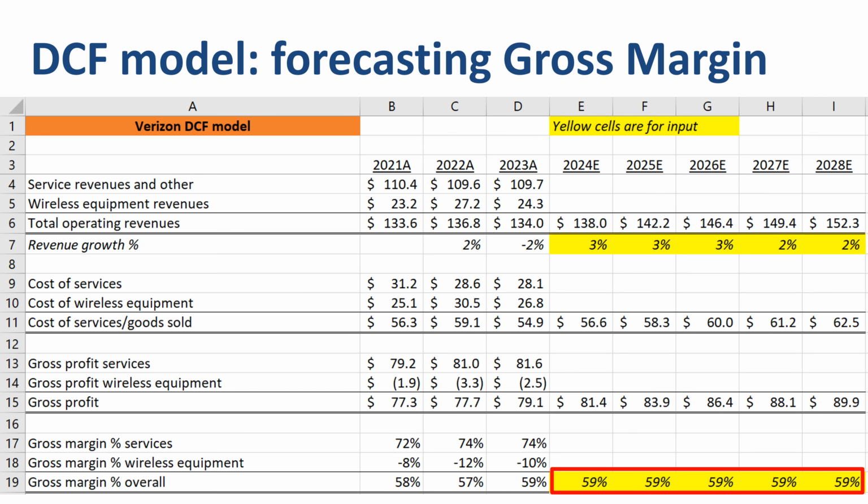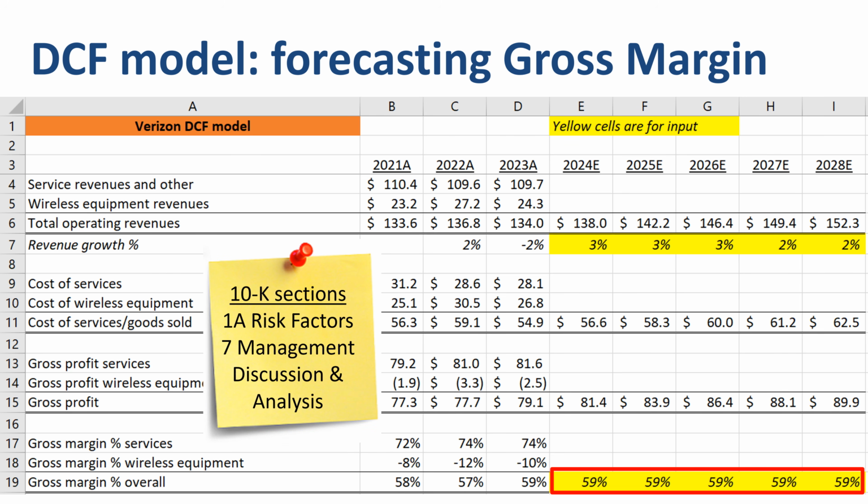Verizon operates in a market which already has a very high penetration of smartphones, and new technologies and new entrants could disrupt the industry and drive margins down. Many of these factors are discussed in more detail in sections 1A, Risk Factors, and 7, Management Discussion and Analysis of the 10K Annual Report.